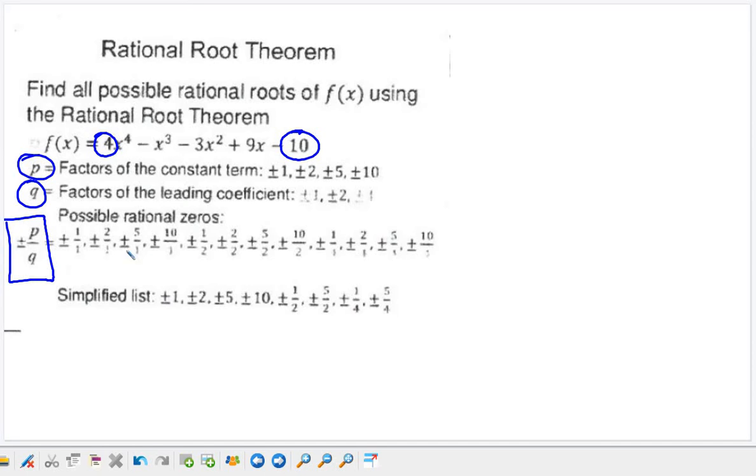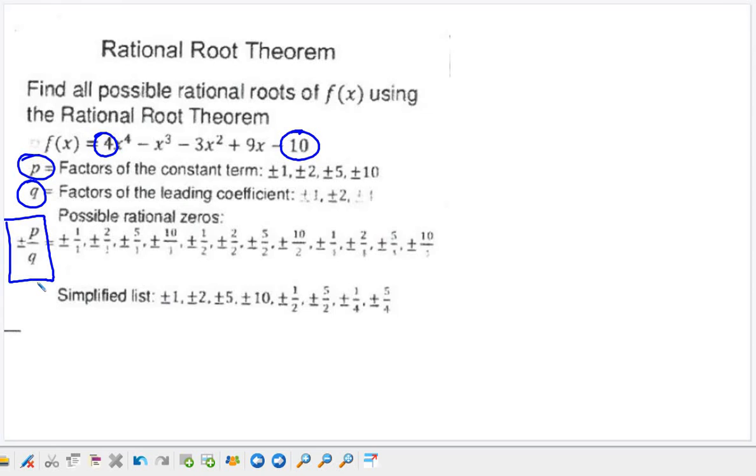Okay, so once they do this, they do 1 over 1, 1 over 2. I'll show you how I do my list. I do a little bit different of a pattern, but it doesn't matter what pattern you follow, as long as you're following a pattern.